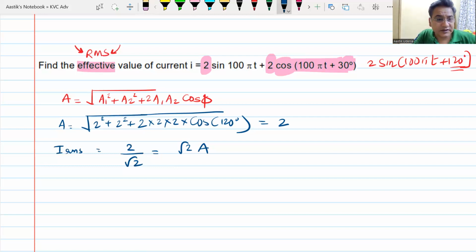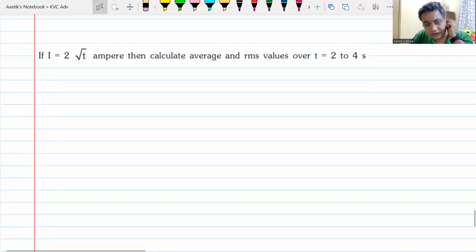Then there is one more question that you can do. I is given as 2 times root over t. Calculate the average and the RMS value from t equal to 2 to t equal to 4 seconds. I'll give you 2 minutes to solve this.